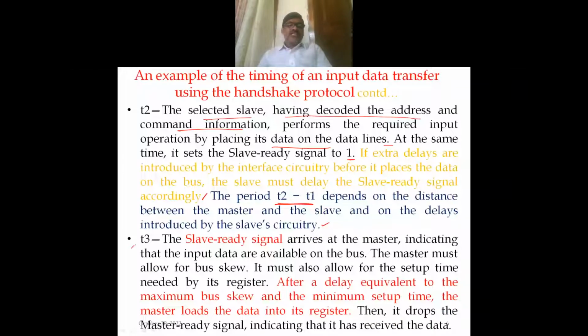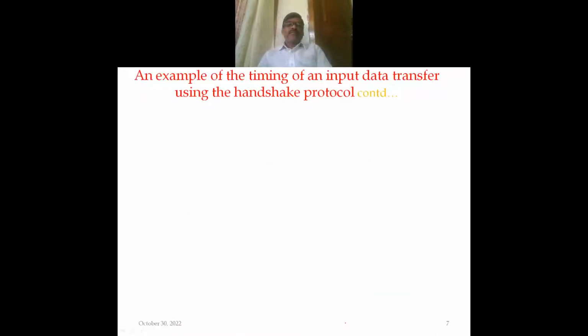During time T3, the slave ready signal arrives at the master, indicating that the input data are available on the bus. So the master must allow for the bus skew. It must also allow for the setup time needed by its registers. After a delay equivalent to the maximum bus skew and the minimum setup time, the master loads the data into its registers. Then it drops the master ready signal indicating that it has received the data.